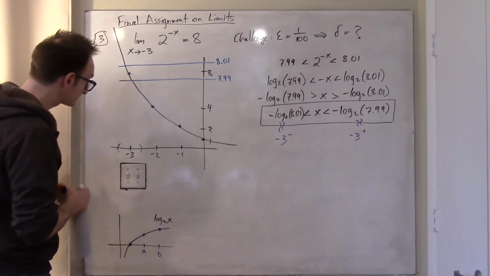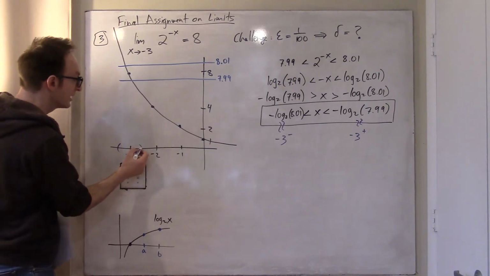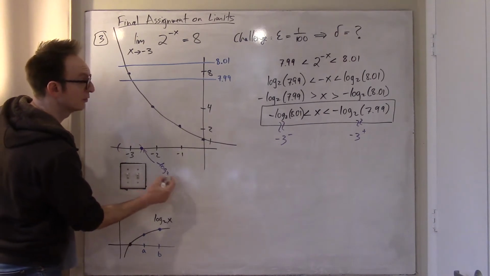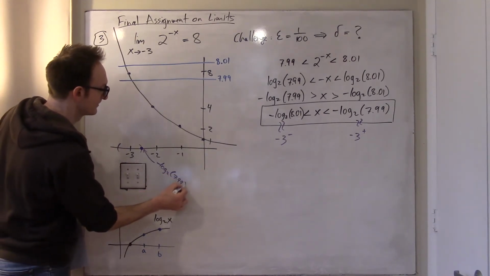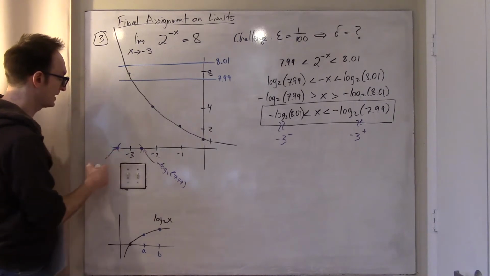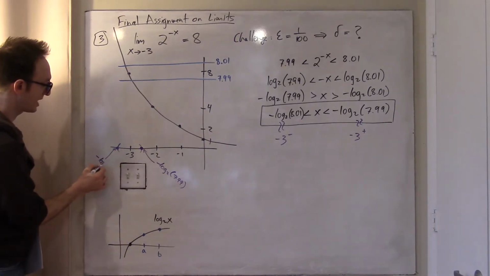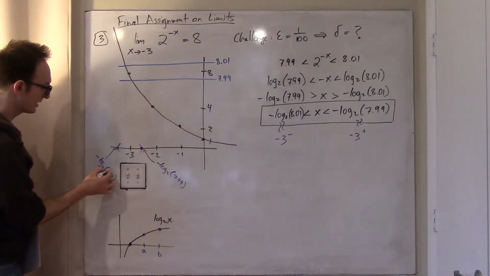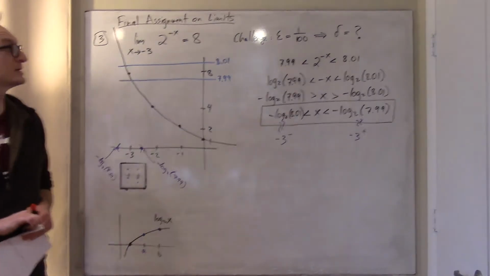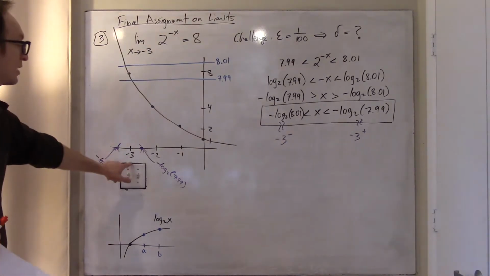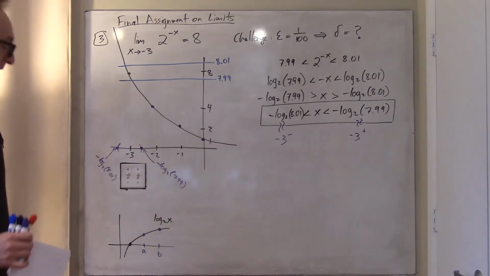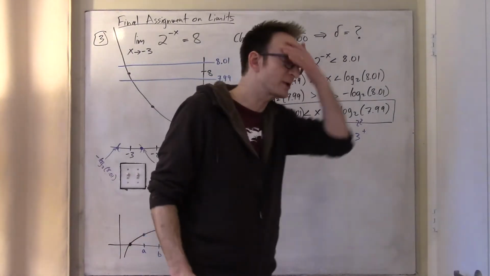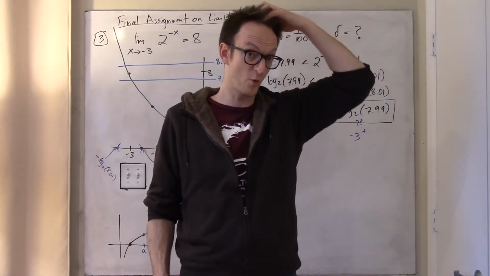This number right here, say, is, in fact, negative log base 2 of 7.99. And this number here is the negative log base 2 of 8.01. And so in some ways we are done, because the goal was to figure out how close to negative 3 you need to get, and the answer is, well, all the x values between here and here are going to work just fine.